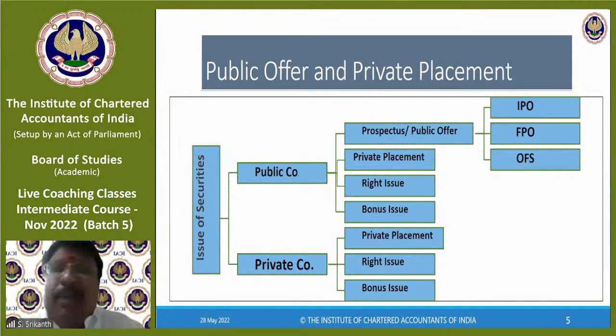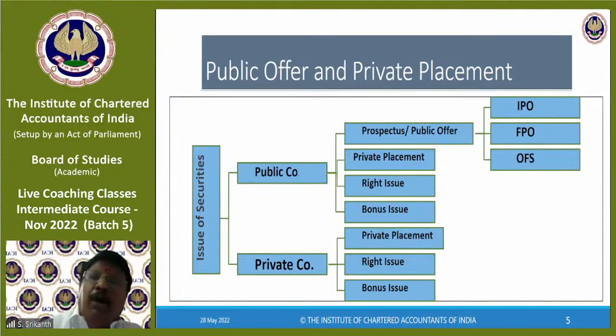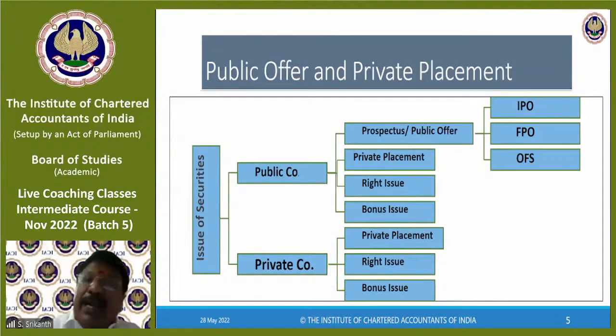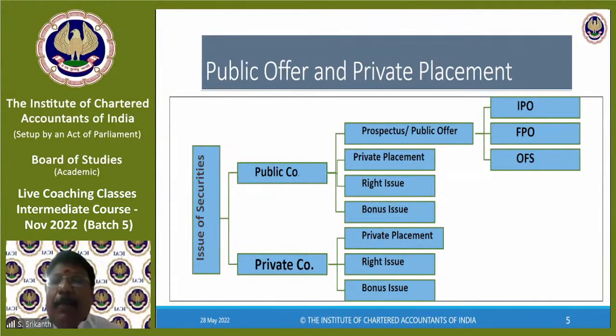I gave you only one example. Public offer again can be divided into 3 categories. IPO, that means initial public offering. Initial public offer. LIC was an IPO. Why? Because for the first time the company was formed, this is the first ever offer to the public. Okay, so that is called IPO. Every public issue is not an IPO. Only that first time when they come.